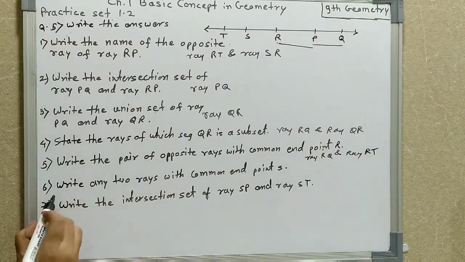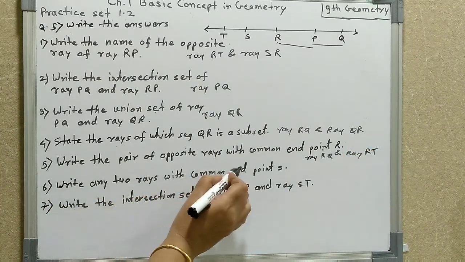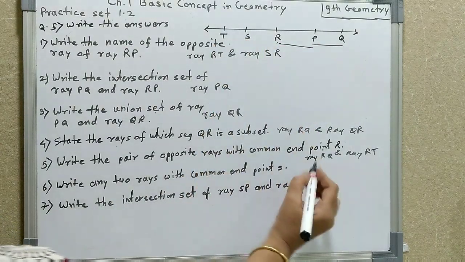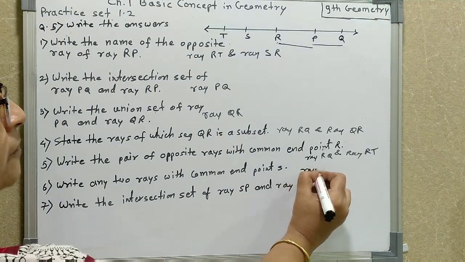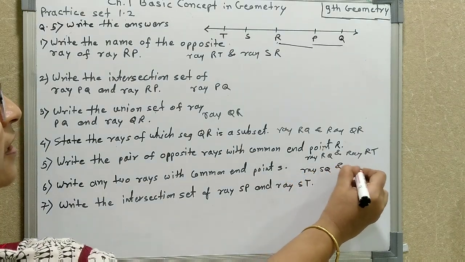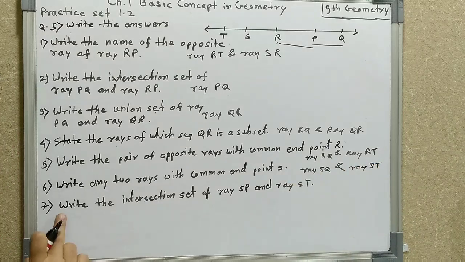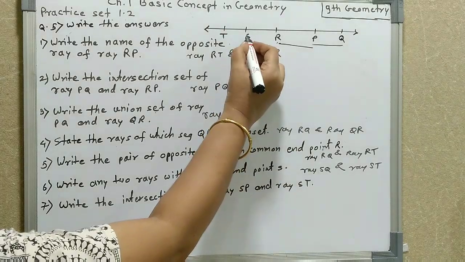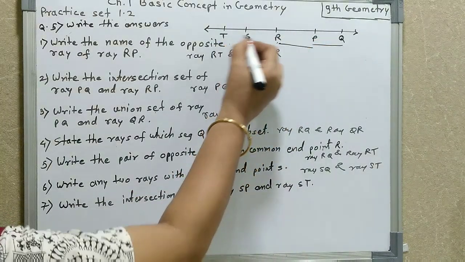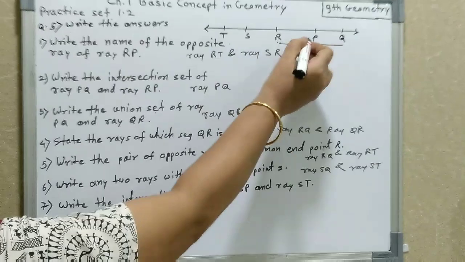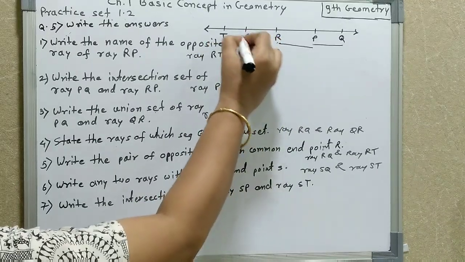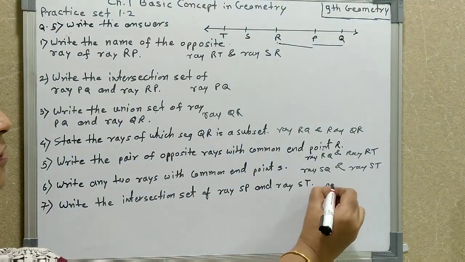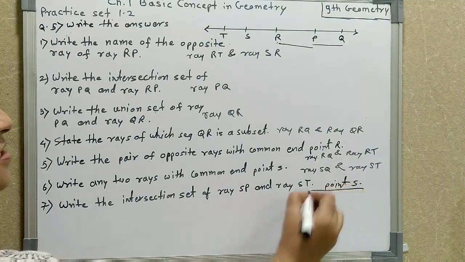Okay. Now next question. Write any 2 rays with common endpoint S. This is S. So SQ or ST. So write here ray SQ and ray ST. Now last question. Write the intersection set of ray SP and ST. SP and ST. What is the intersection, the common part of these 2? So here only one, that is the point S. Point S is common. So we write here point S. This is the answer.